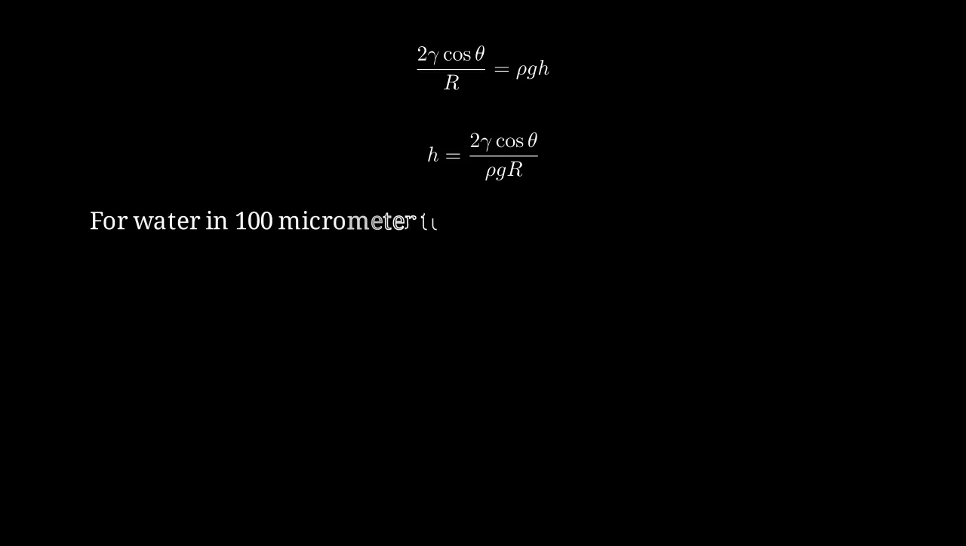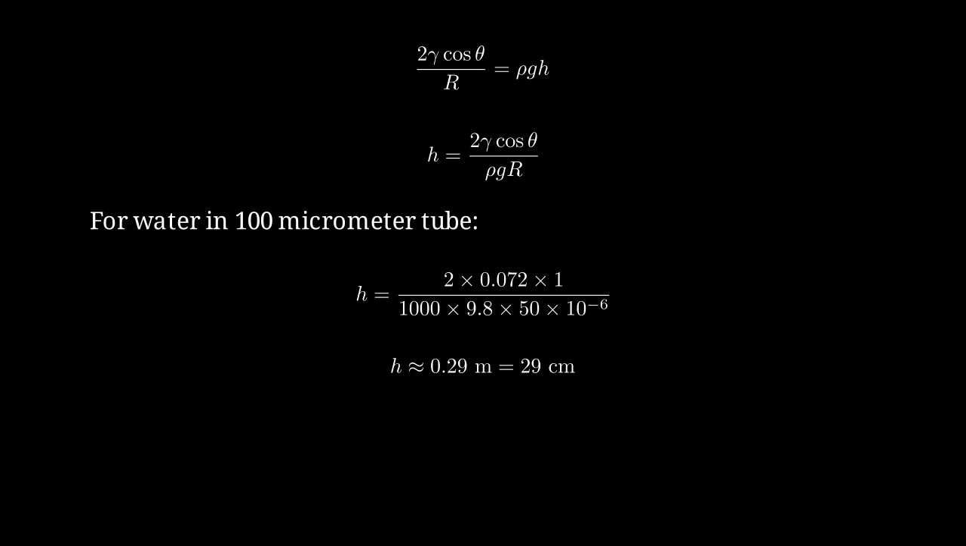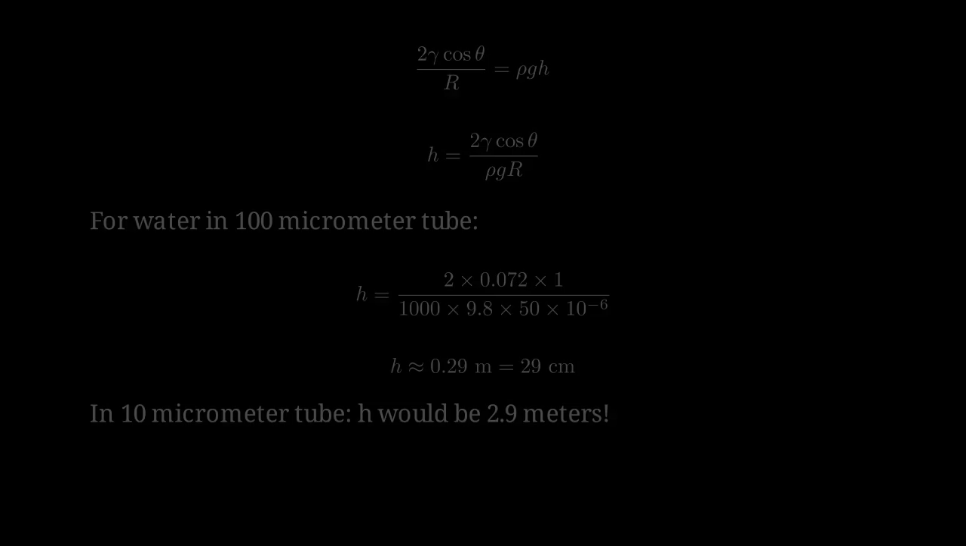For water in a 100 micrometer tube, let's calculate the rise height. h equals 2 times 0.07, 2 times 1, divided by 1,000 times 9.8 times 50 times 10 to the minus 6. This gives approximately 29 centimeters of rise, a dramatic effect in such a thin tube. In a 10 micrometer tube, the rise height would be 2.9 meters, though other effects would limit this in practice.